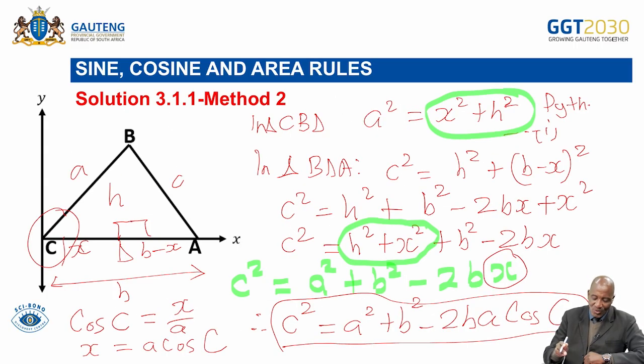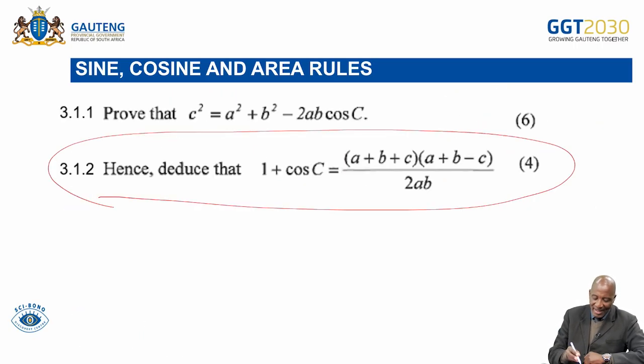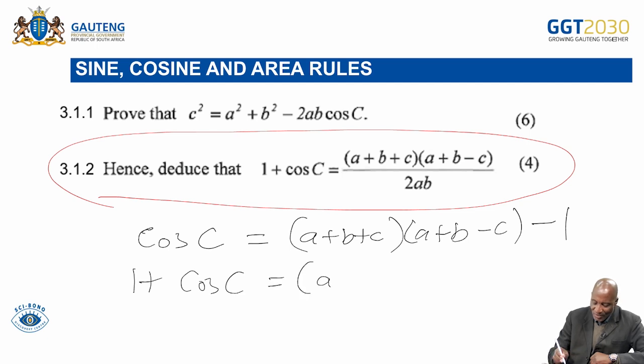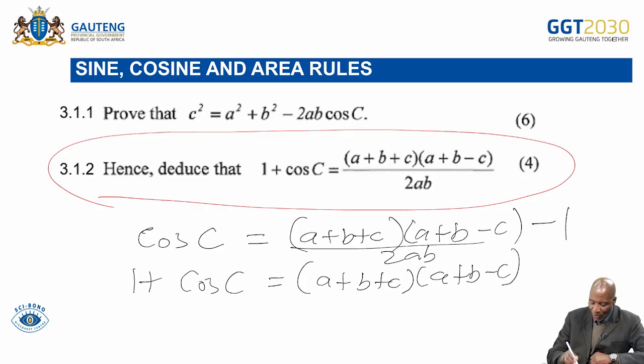It will give us what we're asked to prove here. Remember, we now have cos of c is equals to a plus b plus c times a plus b minus c, difference of 2 squares, minus 1. Then we move the 1 across. 1 plus cos of c equals to what we are given. This is over 2ab after dividing. A plus b plus c multiplied by a plus b minus c. All this is divided by 2ab.